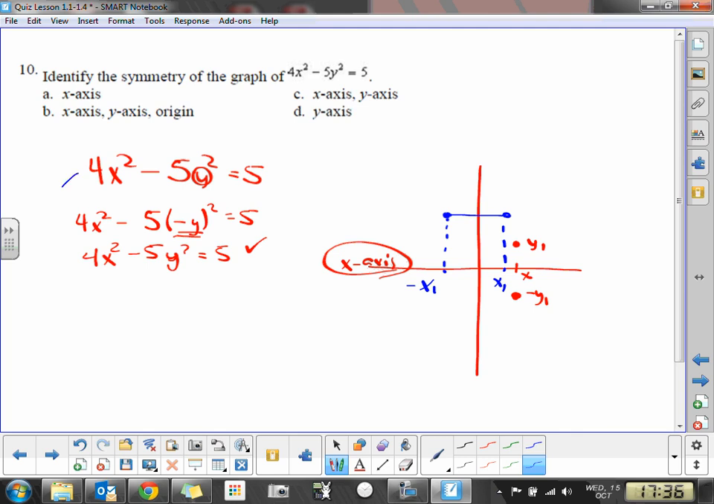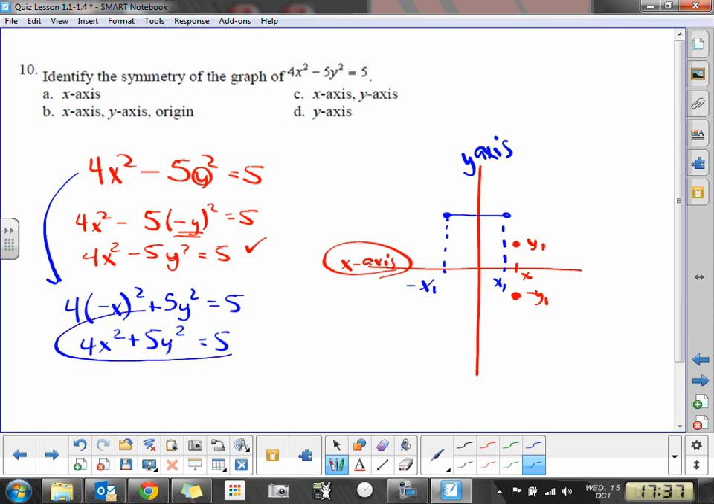So to prove if it's symmetrical to the y-axis, I'll replace x with a negative x and determine if I end up with an equivalent expression to what we started with. So we end up with 4x squared minus 5y squared equals 5. This is the same as the original, so it is symmetrical to the y-axis.